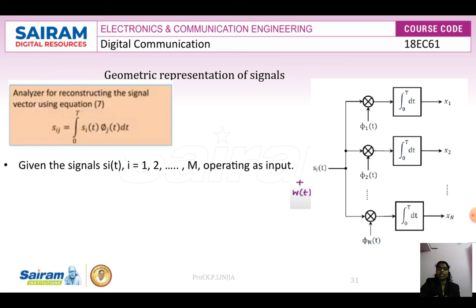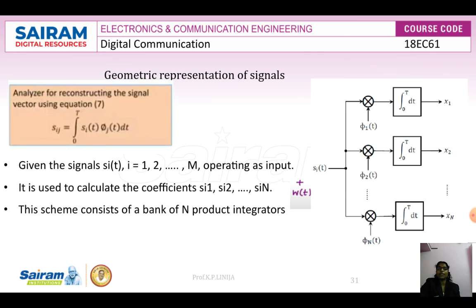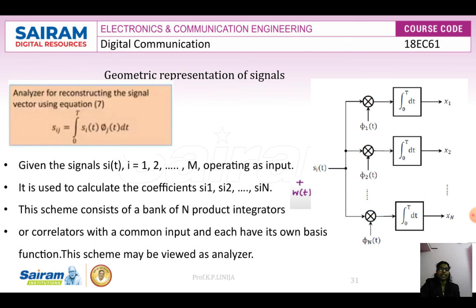The given signal acts as the input here, and it is used to calculate the coefficients Si1, Si2 up to Sin. This scheme consists of a bank of n product integrators, or correlators, with a common input, and each will have its own basis function. So this scheme may be viewed as an analyzer. So these are all about how we generate the vector signal and how we reconstruct the vector signal.